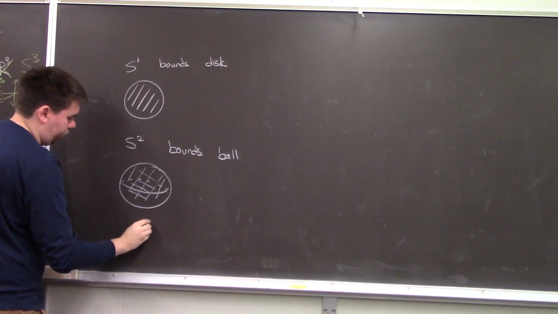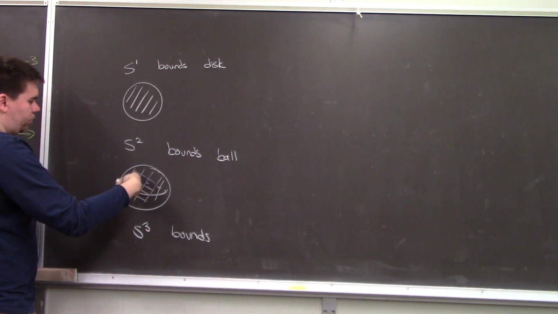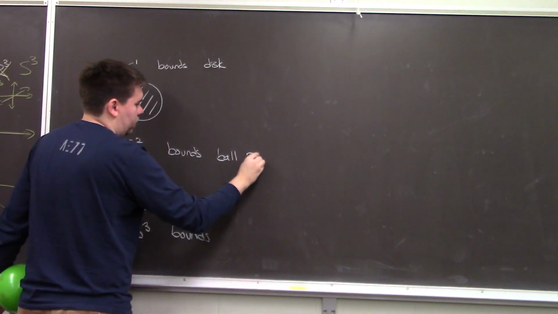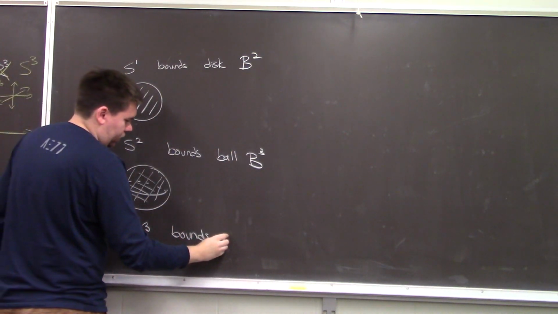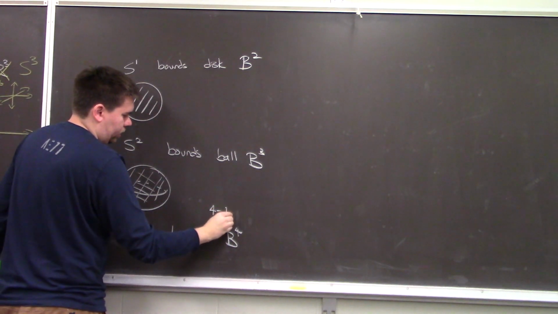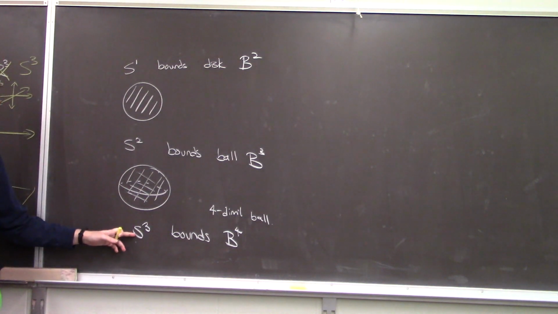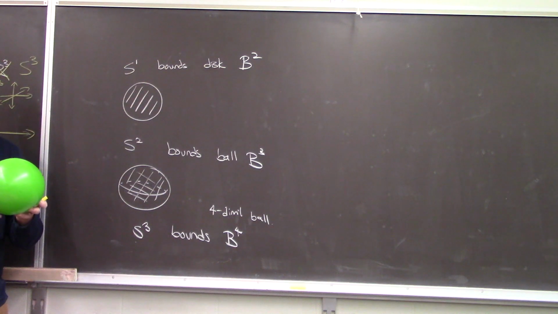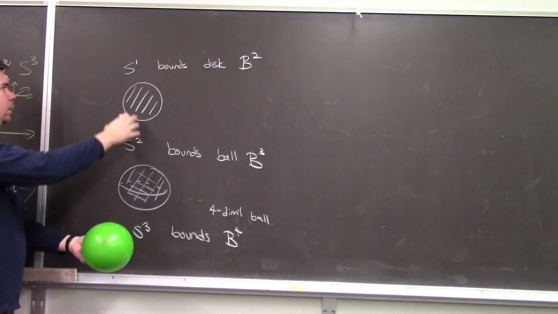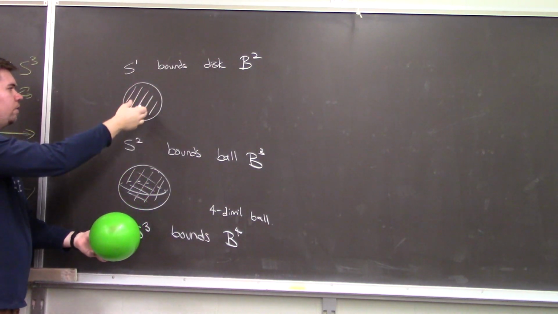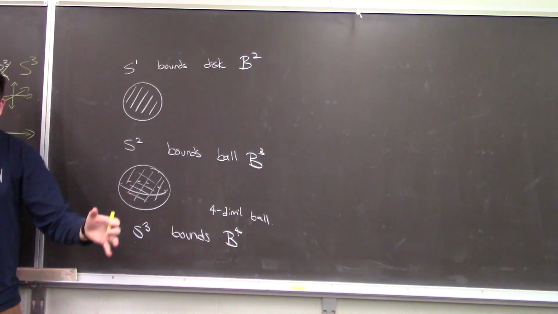And so S3 similarly is going to bound some kind of creature. S2 bounds a three-dimensional ball, B3. S1 bounds a two-dimensional disk, B2. S3 will bound some four-dimensional ball. It's really tough to visualize because S3 is itself three-dimensional space, but it's bounding inside of it four-dimensional space. In the same way that S2 is a two-dimensional surface that bounds inside of it a three-dimensional space. And S1 is a one-dimensional manifold, and it bounds inside of it some two-dimensional space. Is that clear? So you think of S3 as living around this four-dimensional ball.